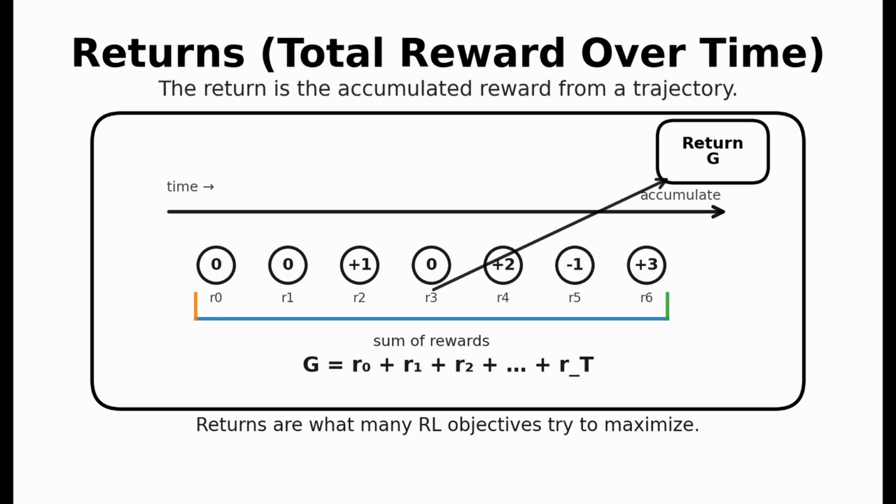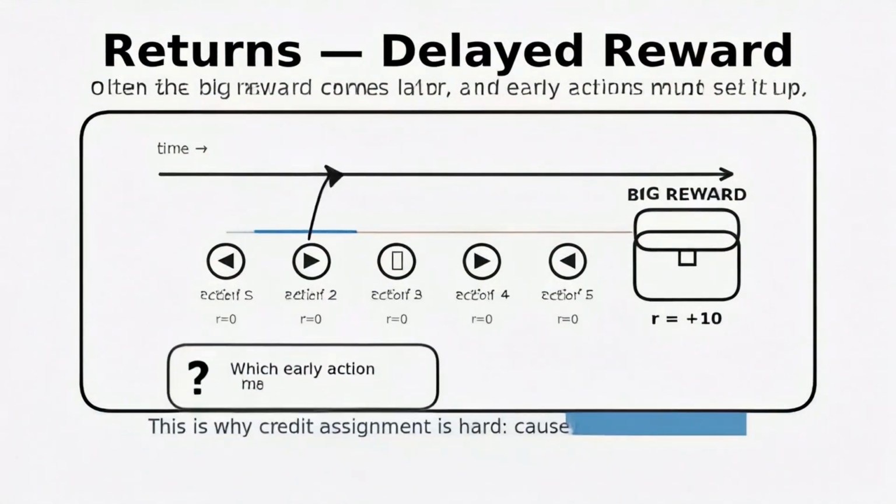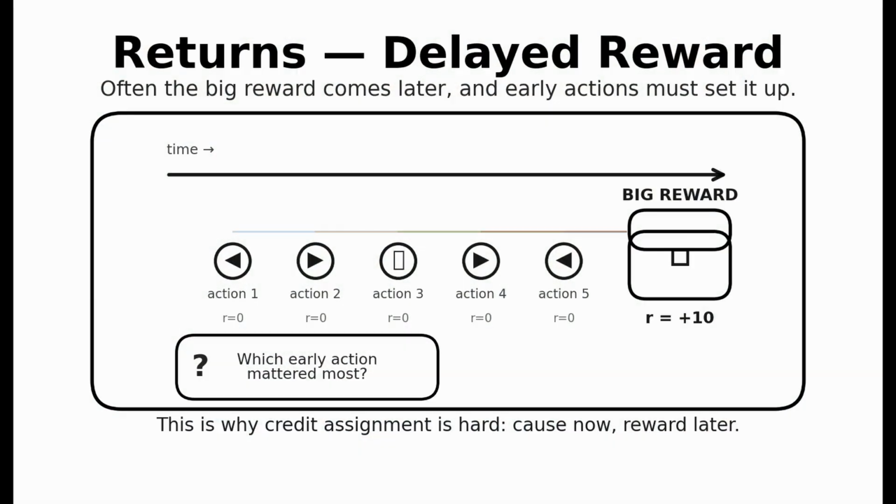Sometimes you do something that looks bad now, but sets you up to win later. That's why RL is hard. The agent has to connect early actions to delayed consequences. You'll often see return written as G, or R with a time index, but you don't need the math yet. Just understand the idea. Return is the total reward outcome the agent is trying to maximize.